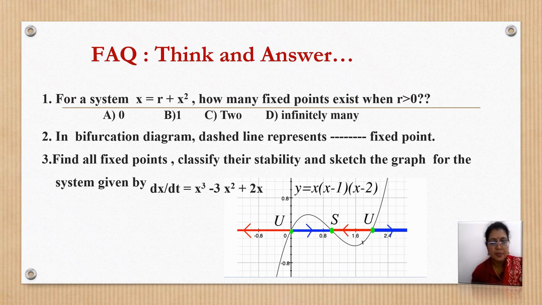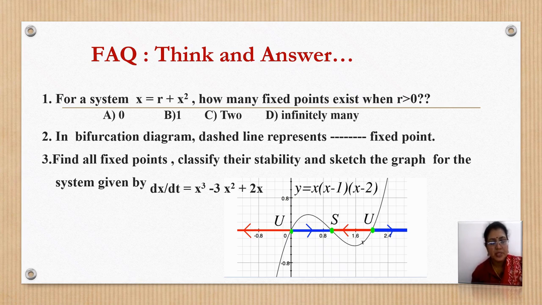So for a system represented by x dot is equal to r plus x square, how many fixed points exist? That is the question when r is greater than 0. So how do we do that? Make f of x equal to 0, r plus x square is equal to 0, x square is equal to minus r. So x is equal to plus or minus root of minus r. 2 points, 2 fixed points exist. In a bifurcation diagram, a dashed line represents an unstable fixed point.